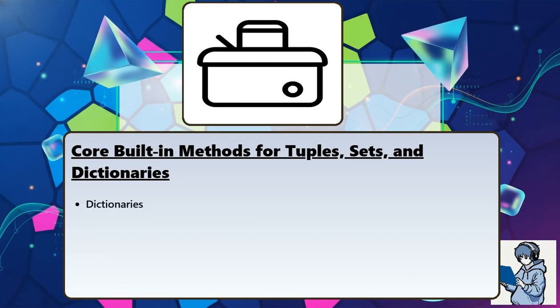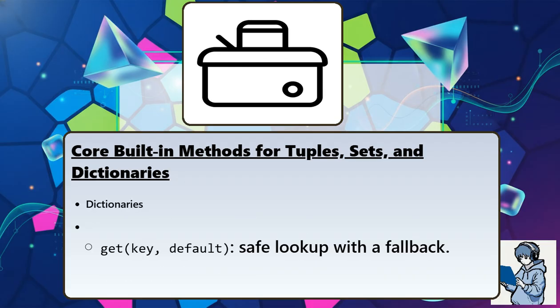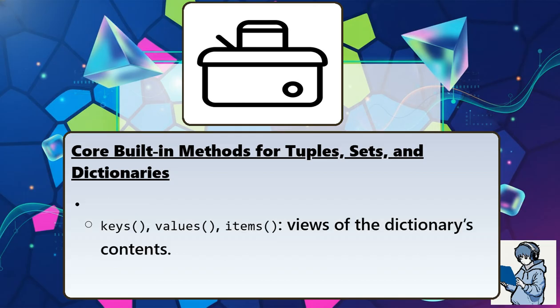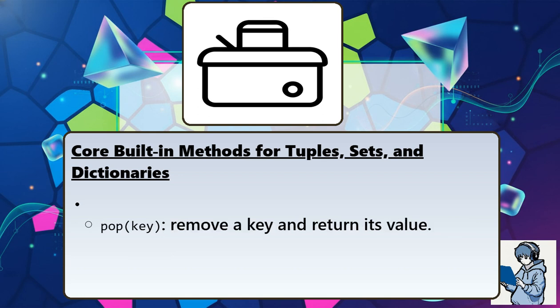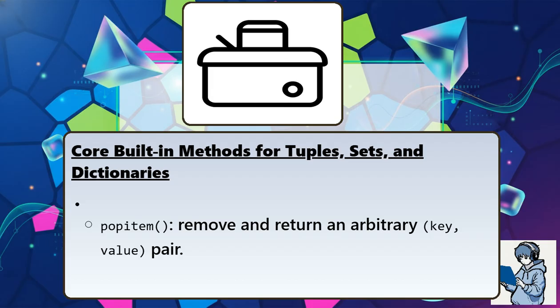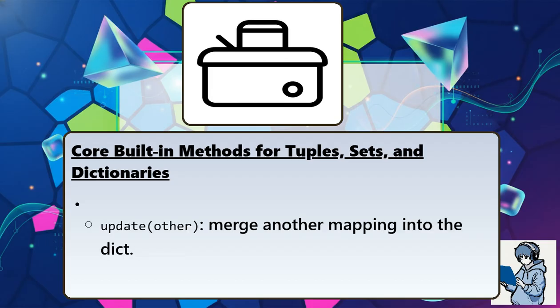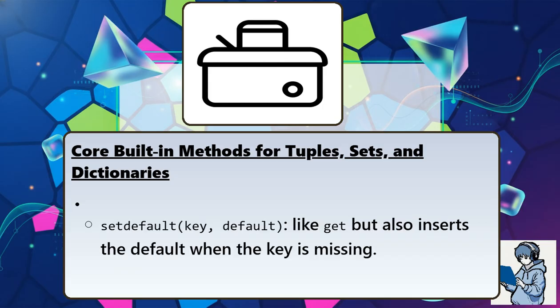caret. Dictionaries: get(key, default) performs a safe lookup with a fallback. keys, values, and items return views of the dictionary's contents. pop(key) removes a key and returns its value. popitem() removes and returns an arbitrary key-value pair. update(other) merges another mapping into the dictionary. setdefault(key, default) works like get, but also inserts the default when the key is missing.